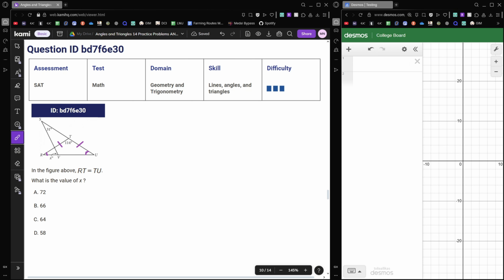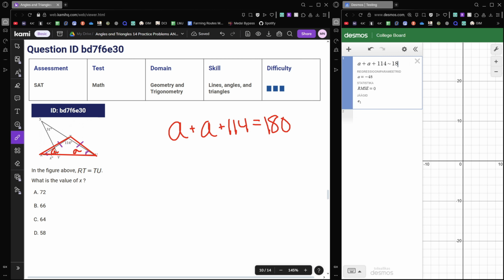First, let's focus on that isosceles triangle. So you should note that all the angles in a triangle add up to 180 degrees, and we also know that these two base angles are congruent. So we label both of them as A for angle. That means that A plus 114 is equal to 180 degrees. And now let's solve for A. Instead of an equal sign, you want to put a tilde. And you get that A is equal to 33 degrees.